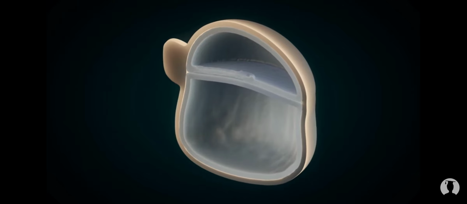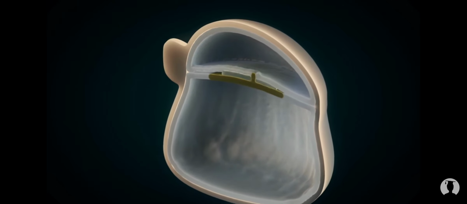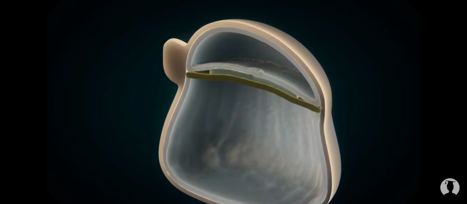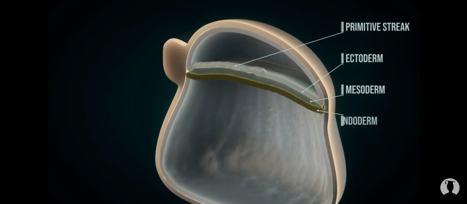Three germ layers form from the primitive streak and node. This process is called gastrulation. The germ layers ectoderm, mesoderm, and endoderm eventually differentiate into various tissues and organs.